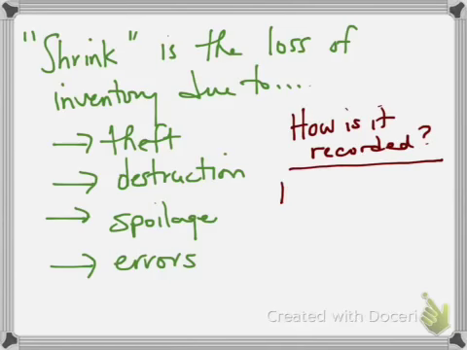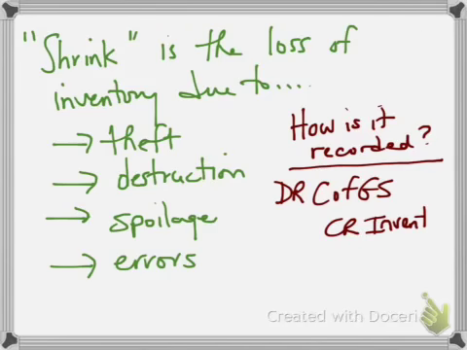All right, so how is shrink recorded? We're going to debit cost of goods sold and credit inventory for the amount of the shrink, right? Our books say we have more inventory than we actually have, and the way we discover this is through an actual physical count of the inventory. That should happen at least once every year.